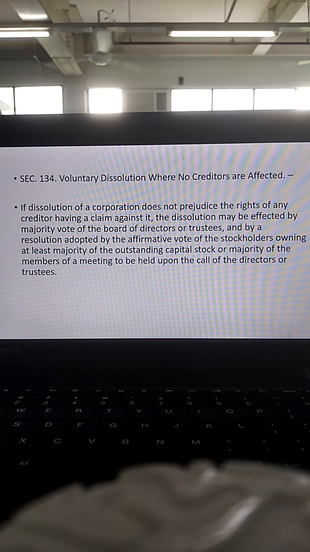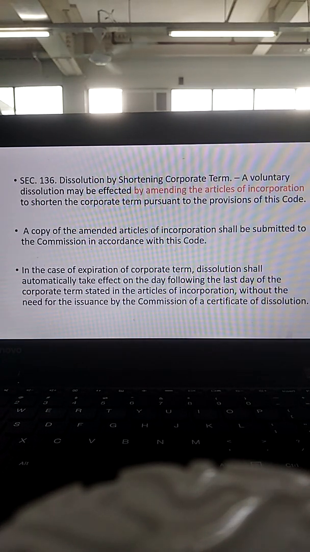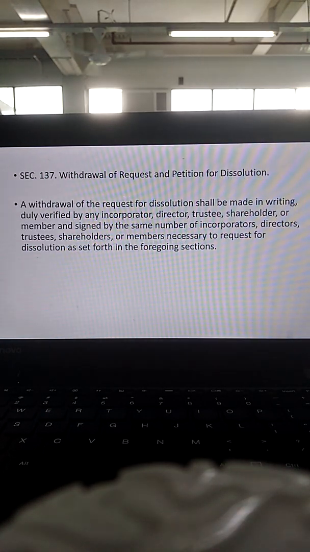Okay. They had upon the call directors or trustees. Alright. Walang problema dyan. Okay. Ito, hindi na ito pang OPC eh. Pang-kwan na ito. Pang normal corporation. Yeah. Please take note of the number of the 2/3 votes. Yan. Corporate term, shortening. Okay. So you need to amend the articles of incorporation. Okay. Yan. Withdrawal request shall be made in writing, so please take note of that. That is for formality purposes.